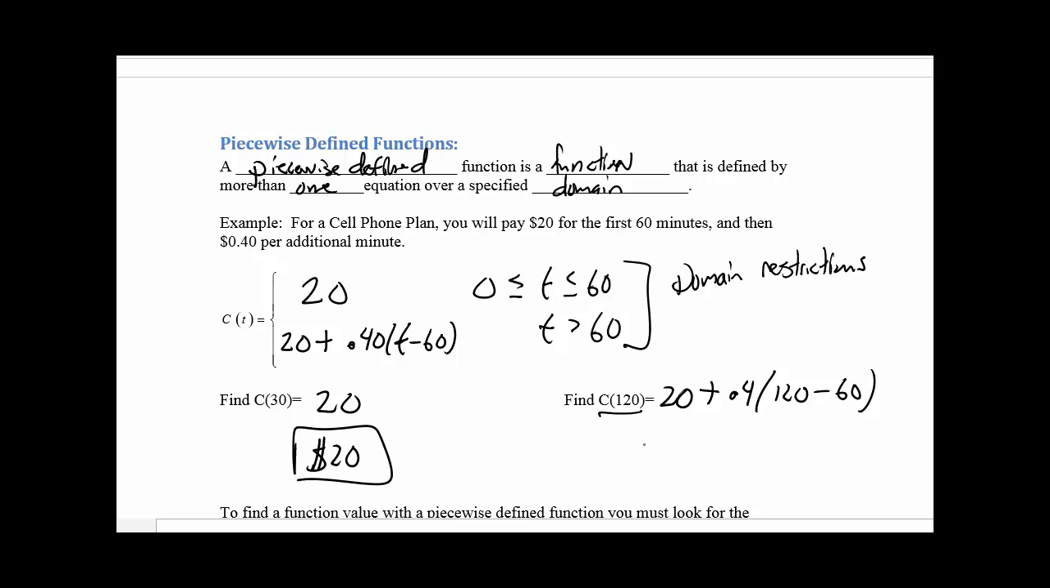Alright, so I want to get my calculator handy for this one. Well, maybe. 20 plus 0.4 times 60, let's see, 4 times 6 is 24, so 240 with the decimal puts it at 24. And if you want to confirm that using your calculator, that's fine. So, according to this, I would spend $44 if I was to talk 120 minutes.